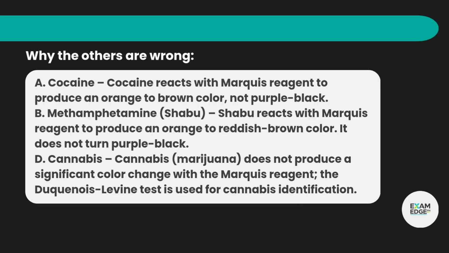Why the others are wrong. A. Cocaine. Cocaine reacts with Marquis reagent to produce an orange to brown color, not purple-black. B. Methamphetamine, shabu. Shabu reacts with Marquis reagent to produce an orange to reddish-brown color. It does not turn purple-black. D. Cannabis. Cannabis, marijuana, does not produce a significant color change with the Marquis reagent. The Duquenois-Levine test is used for cannabis identification.